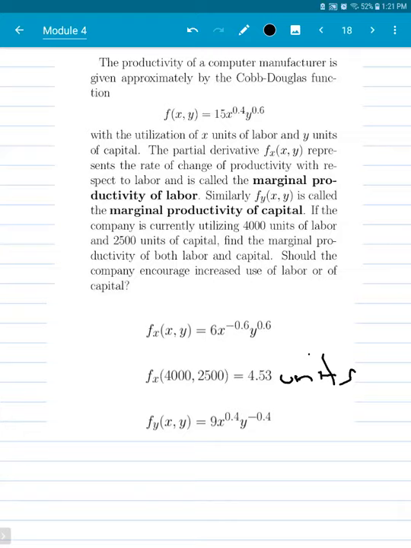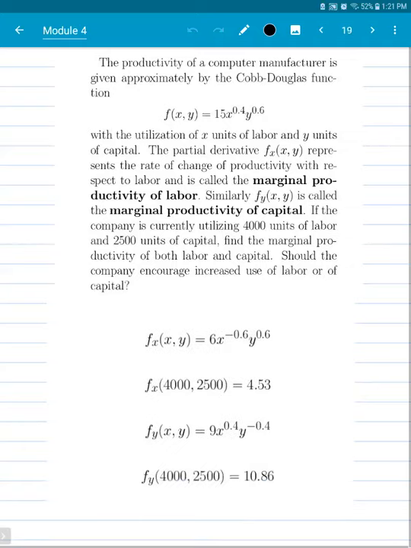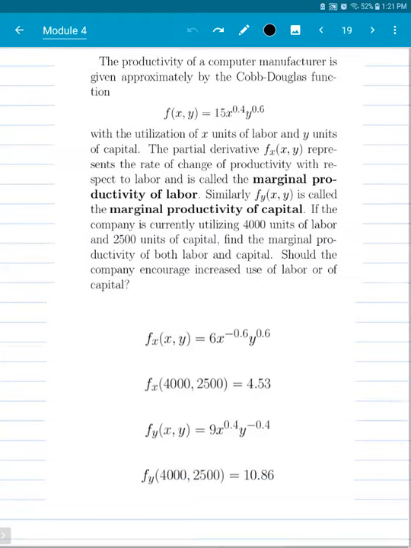Now, we do the same for the other partial derivative. We plug in the values, 4,000, 2,500, and we get 10.8. Of course, those are approximate to 2 decimals. Now, how do we interpret? Before we answer the question, let us interpret the results.